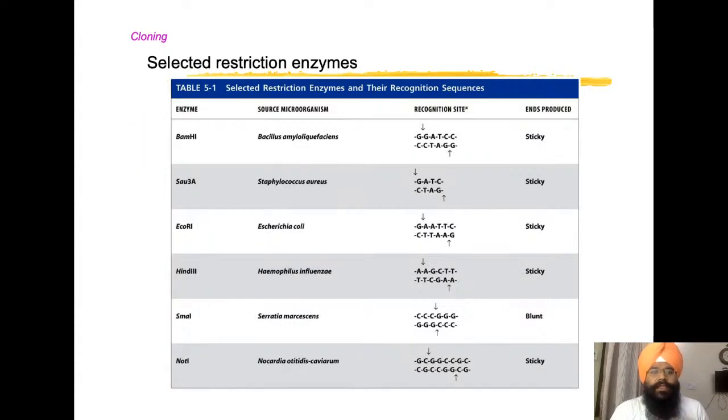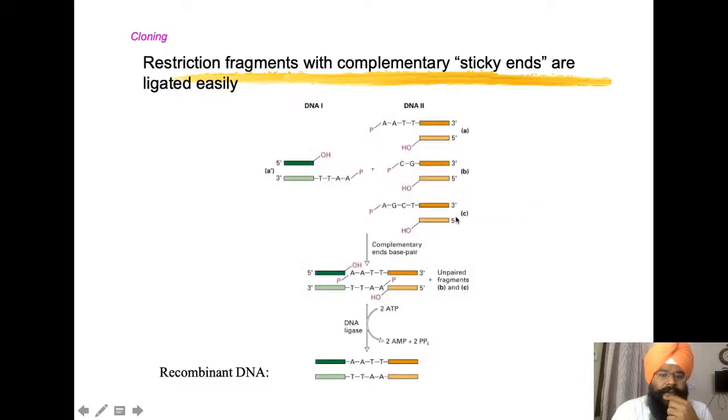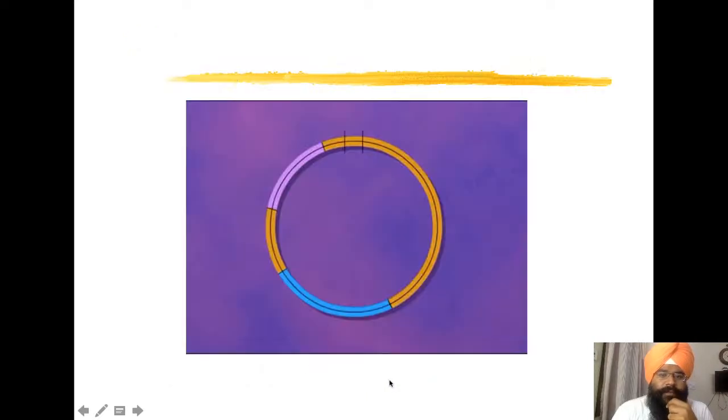So these are the various restriction enzymes which cut at the specific sites of their recognition sequences, leading to sticky ends and blunt ends. And the restriction fragments with complementary sticky ends are ligated easily. So here you can see DNA 1 and DNA 2. Then we can ligate them with DNA A, actually not B and C, because they are the ones which have AATT. So they are paired with them, and then we have a recombinant DNA like this.